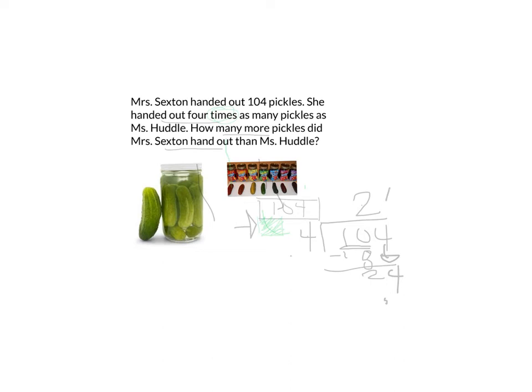6 equal groups. It equals exactly 24, Miss Huddle, so there's no remainder. I don't have any remaining pickles, so Miss Sexton, that means you don't have any pickles left over for me. Well, I'll bring you some more later when we do our pickle experiment. Ooh, I can't wait. Miss Sexton, how many pickles was Miss Huddle able to hand out? 26.